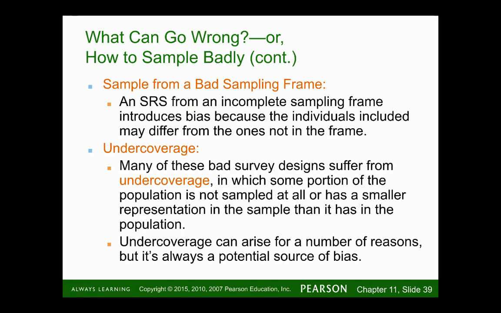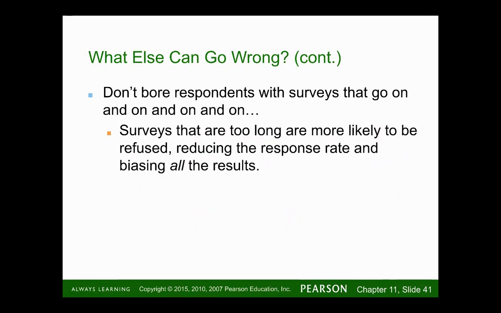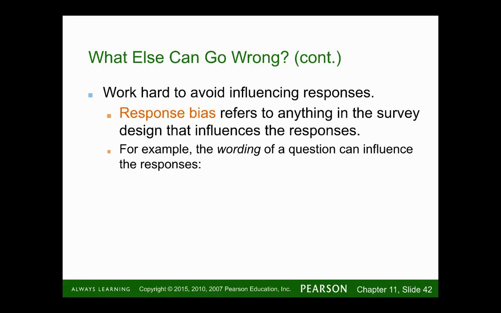Undercoverage: you don't get enough people that represent the population. Bad framing is a similar situation. Watch out for non-respondents. That's a common one. Sometimes the people that don't respond are the ones that you need the information about. Don't bore respondents by going on and on. With a survey that's way too long, people will give up. They won't even read the questions. They'll just submit answers, and that throws the data off, so you've got to be careful.